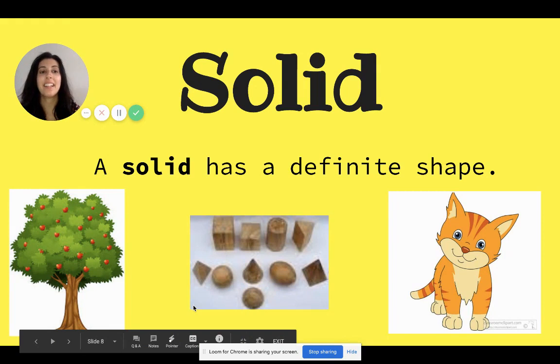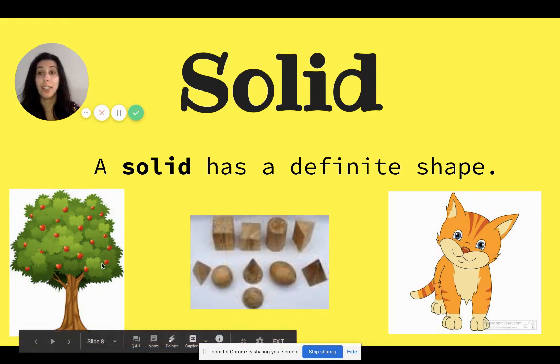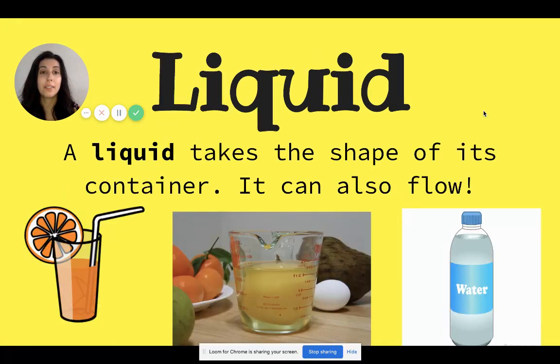A solid has a definite shape. Here are some examples. A tree is a solid. Blocks are solids. A cat is a solid. Anything that has a definite shape is a solid.